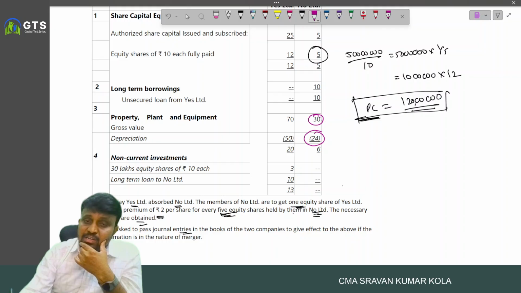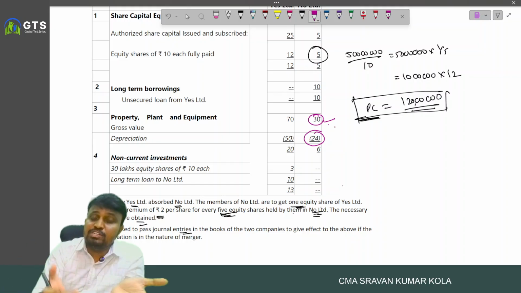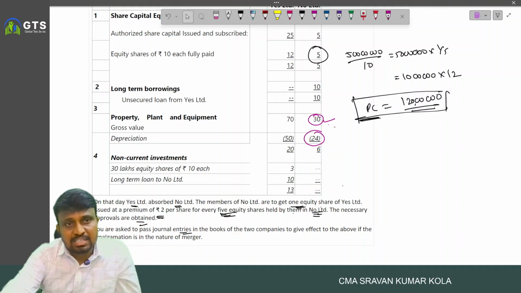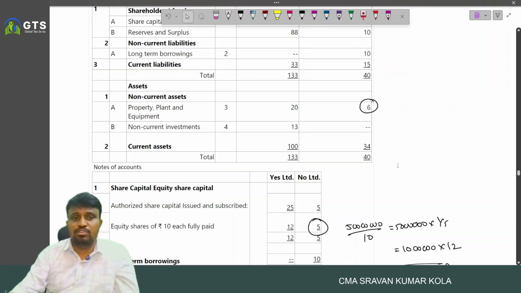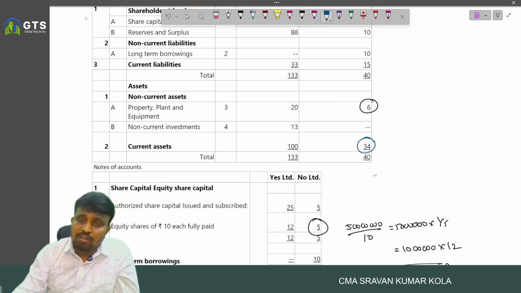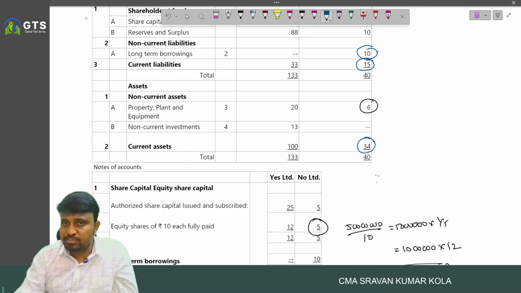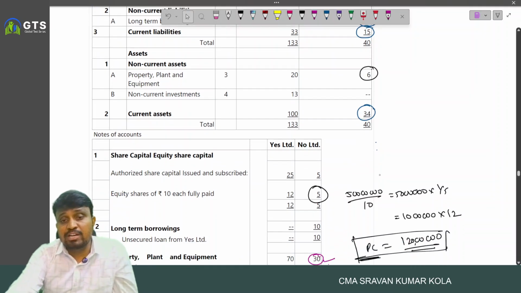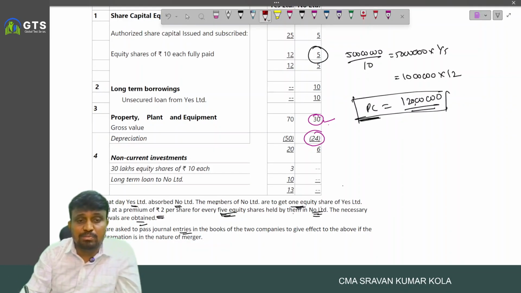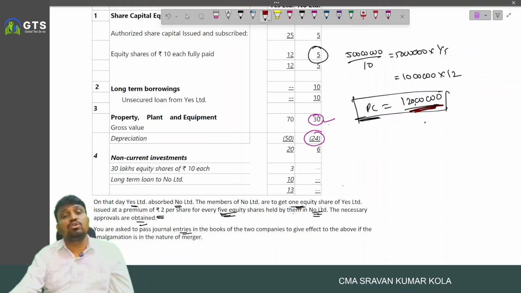So how to transfer: realization account debited to PPE 30 crore, and provision for depreciation account debited to realization account 24. Okay, and other assets also required to be transferred. Realization account debited to current assets, if any, so 34. And after that we have to transfer liabilities. So current liability account debited to realization and long term borrowings account debited to realization. And after that we have to write the PC. So S Limited account debited to realization. What is the PC? 1 crore 20 lakhs.